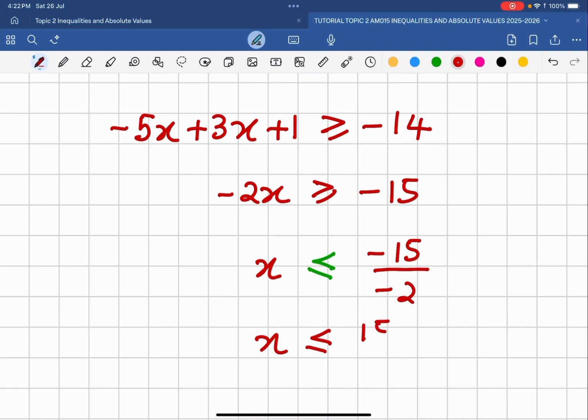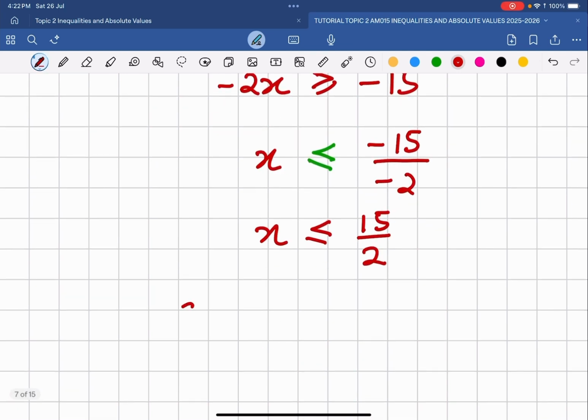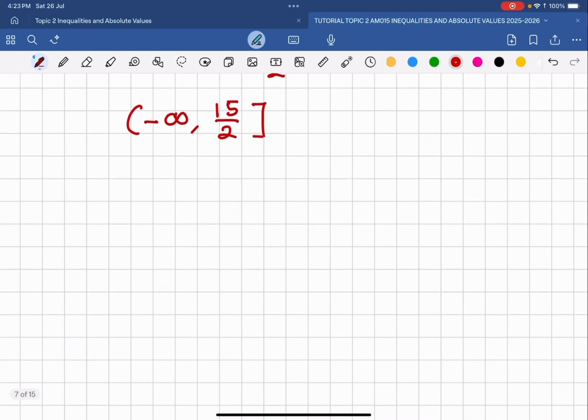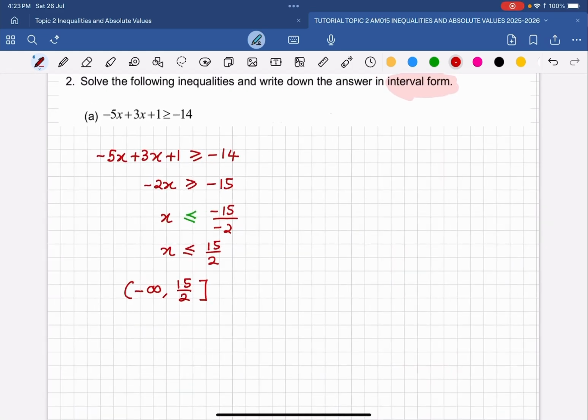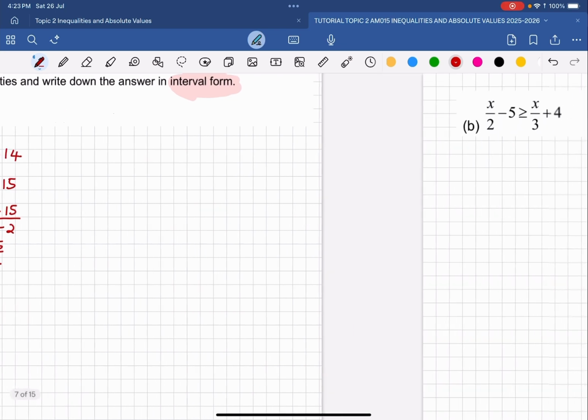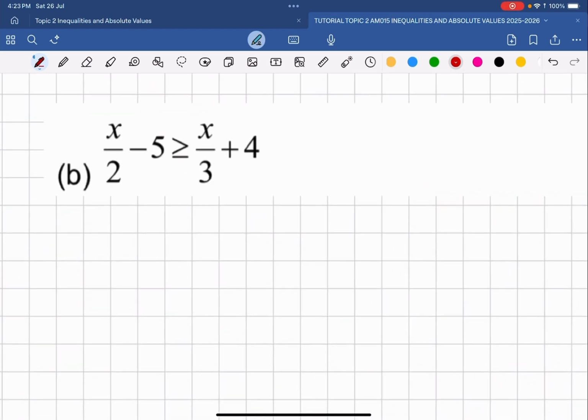Negative 15 divided by negative 2 is positive 15 over 2. In interval form, we're going to write an infinite interval of negative infinity to 15 over 2 exclusively. No, sorry, not exclusively. It's supposed to be a square bracket. Alright, now that's question 2a. Let's carry on to question b.